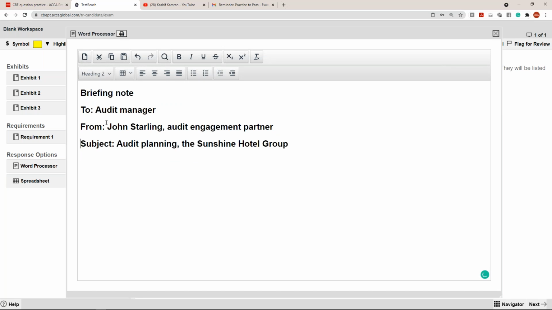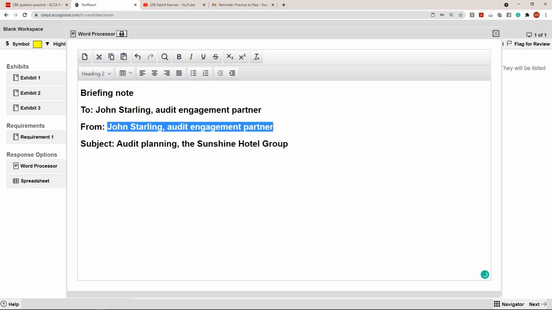But should we change the to and from? Because we are writing back to the partner, the to will become the from and the from will become the to. Do you agree with me? You're responding back to the partner's email, right? So the to will become the partner. I will copy the name of the partner, Control C, and paste it in the to. And in the from, I just need to write the audit manager, and then I come back with the introduction.